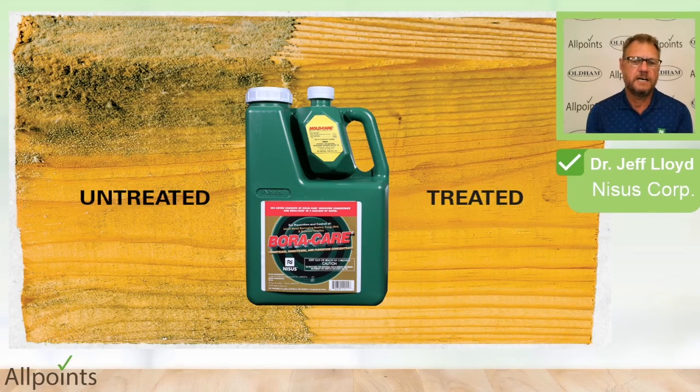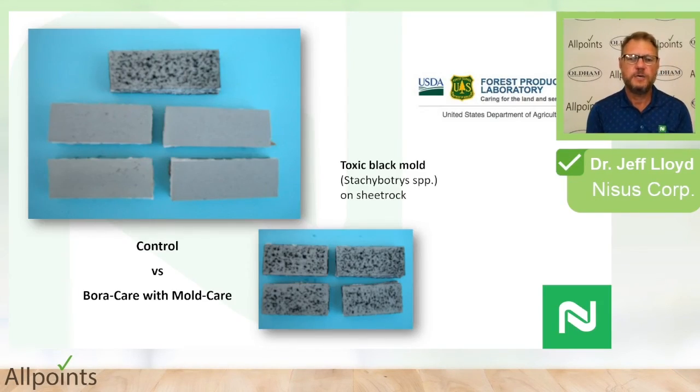Here we can see a nice application of Boracare Mold Care on a single piece of wood. So you can see the untreated, unprotected wood versus the treated wood. And here we can see an application of the Boracare Mold Care on sheetrock. This was a study done by USDA, the Forest Products Lab, a few years ago. And they actually inoculated both wood and sheetrock materials with different types of fungi to look at the level of control. So you can see the spores that were applied to the surfaces here, and untreated control samples easily grow the mold that's applied, whereas the treated materials are protected during the test.